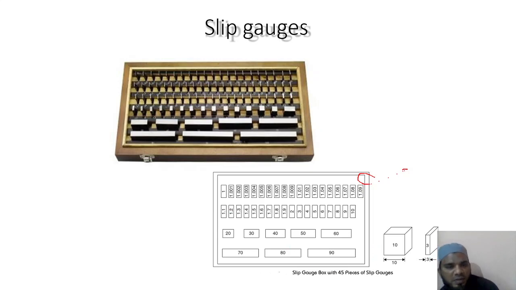The sizes start from 1, next 1.001, 1.1, 1.2, 1.3, and so on. Next it is 20, 30, 40, 50. In this way they will be arranged. If you see here, these are the original slip gauges. They are almost like a thin, very thin material.